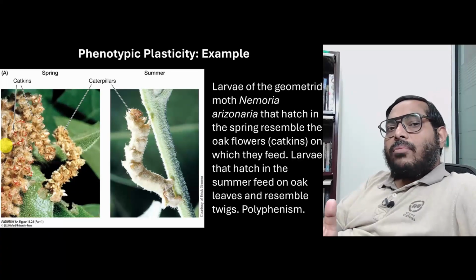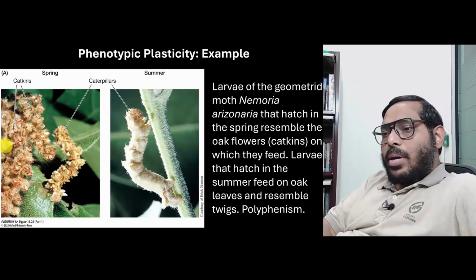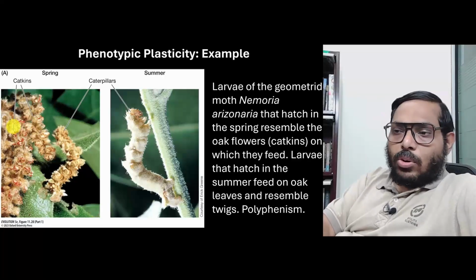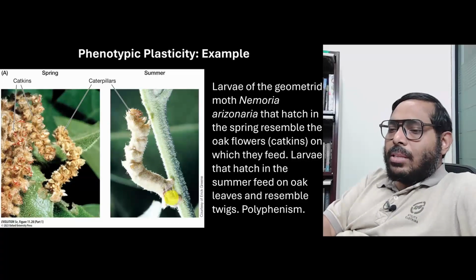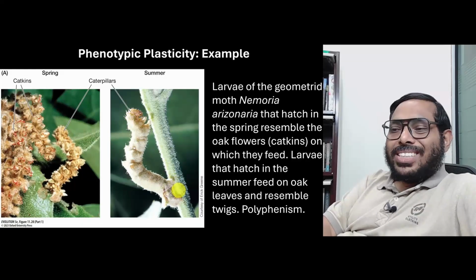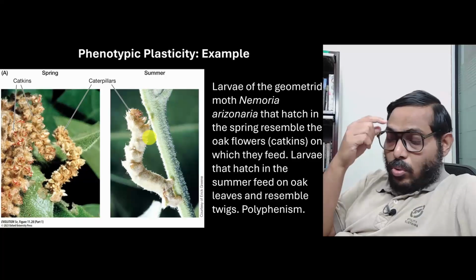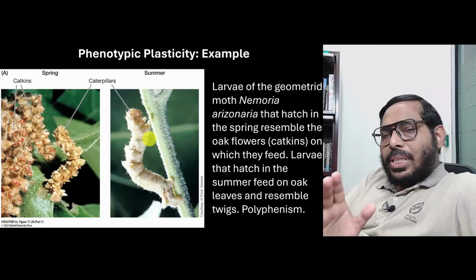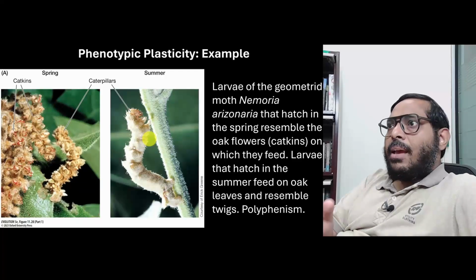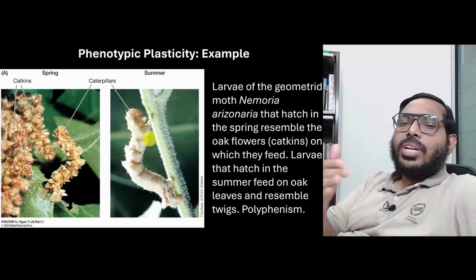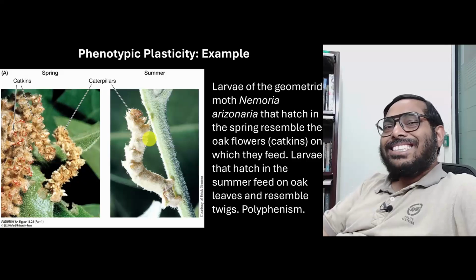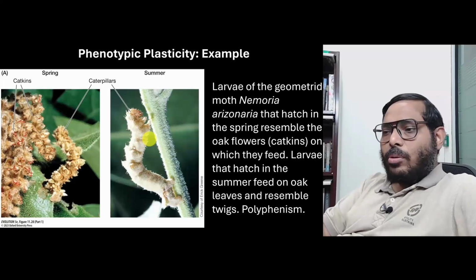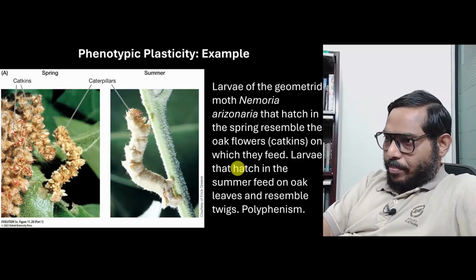But when the same larva, same genotype, is growing during the summer, then the flowers are no longer there. At that time, the larva actually resembles the twig of an oak tree. So, this is a special case of plasticity, where instead of having continuous variation in the trait, you have discrete variations or discrete forms. This is what is known as polyphenism.